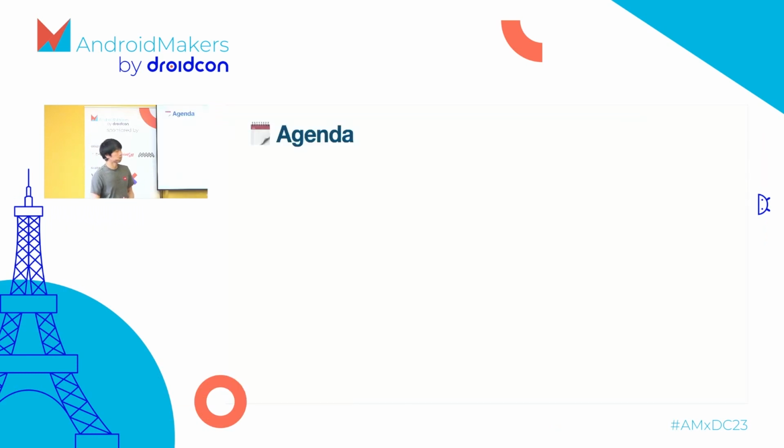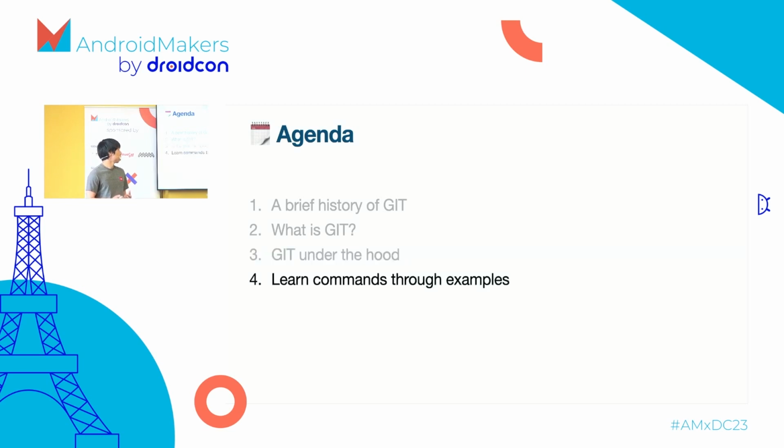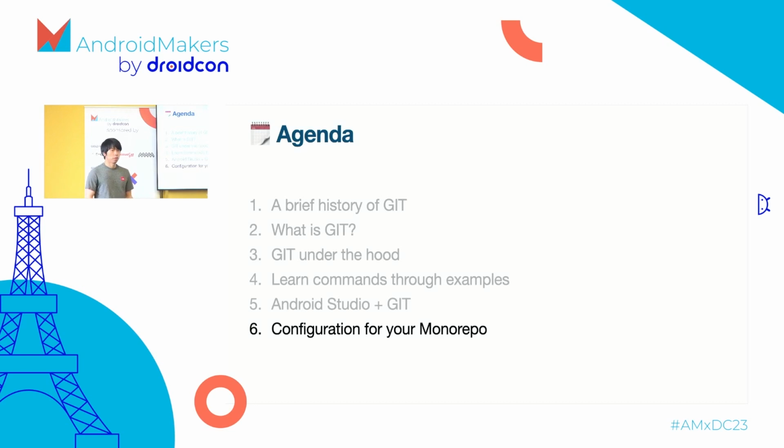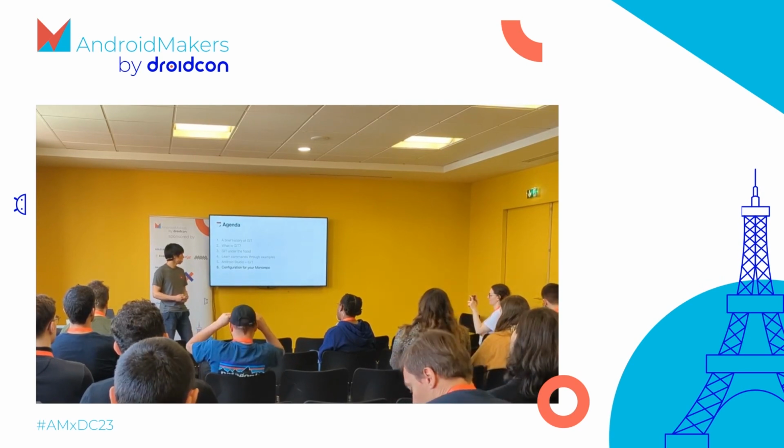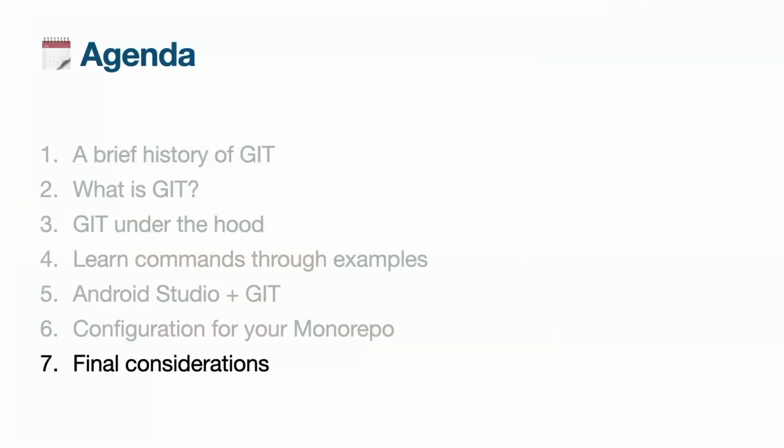So let's go to the agenda. First I will give you a brief history of Git. Then I will go to what is Git, and then what is Git under the hood, so you can understand Git better. And then we will go through some examples, and you can learn some commands. Then we will see how to use Android Studio with Git. That's really nice, Android Studio with Git. And then some configuration for a big repo, in case you work in a mono repo, so you can take the most from Git. And last but not least, some final considerations, my opinions about how to use Git and so on.